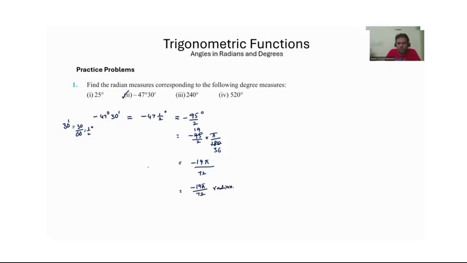This is in minus, which means it is a clockwise angle. So minus 47 degrees 30 minutes you can write as minus 19 pi by 72 radians. Now let's take another example, maybe this fourth one, 520 degrees. So 520 into, what is the multiplication factor, guys? Pi by 180.